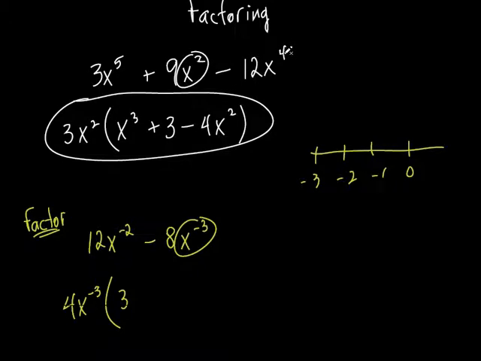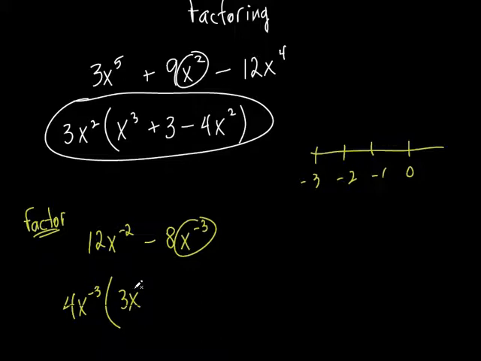We went x to the fourth. We went 4 minus 2 to get 2, right? So what are we going to do here? We're going to go what? Negative 2 minus negative 3. Okay, so it's plus 3, isn't it? So it's negative 2 plus 3. What's negative 2 plus 3? It's positive 1. So this is going to be x to the positive 1.